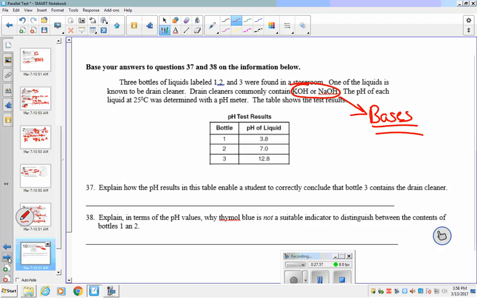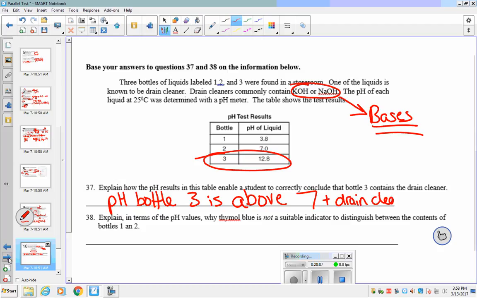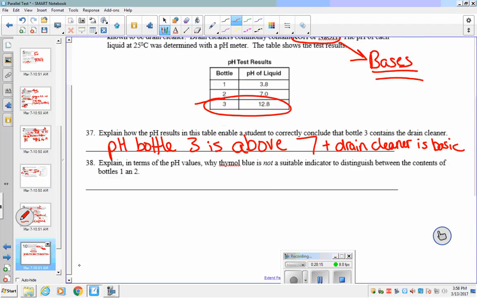37, explain how the pH results in this table enable a student to correctly conclude that bottle 3 contains drain cleaner. And this is because the pH of bottle 3 is above 7, which is the case in a basic solution. You can go on to say, if you want, that drain cleaner is basic or something like that. That's a very complete answer as long as you talk about the pH, that's all that really matters.